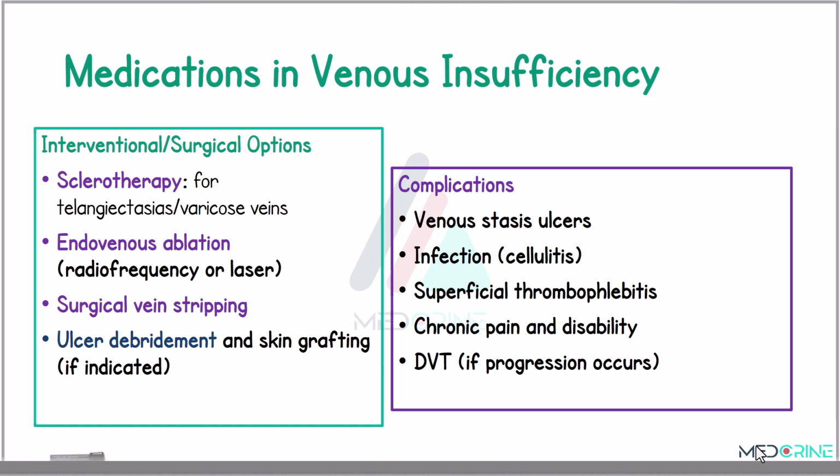Interventional and surgical options for venous insufficiency include sclerotherapy for varicose veins, endovenous ablation using radiofrequency or laser techniques, surgical vein stripping, and ulcer debridement or skin grafting when indicated. Some of the complications that arise from venous insufficiency include venous stasis ulcers, infections, for example cellulitis, superficial thrombophlebitis, chronic pain and disability, and deep venous thrombosis if the condition progresses.